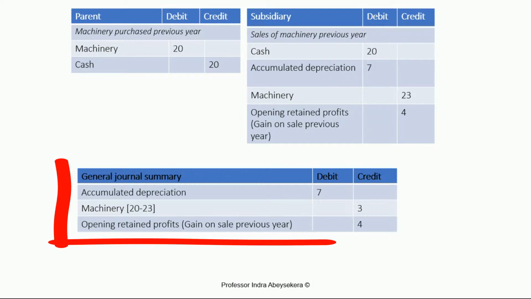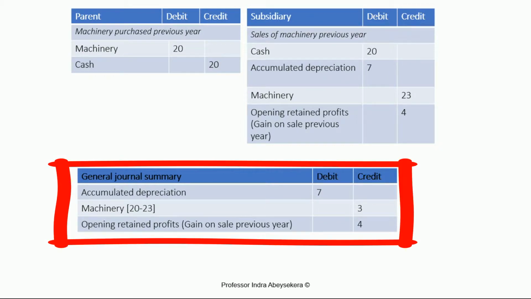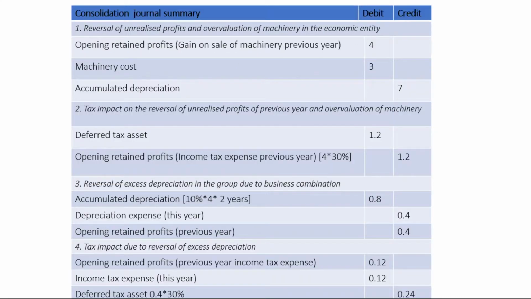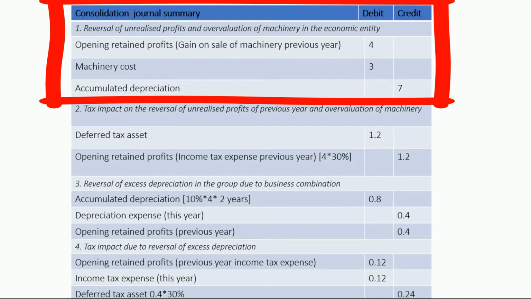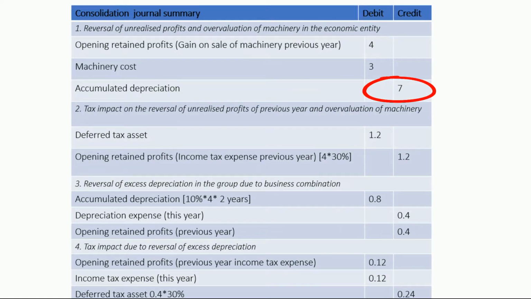We need to reverse this general journal summary in the consolidation, because this arose due to the transaction that took place between the subsidiary and the parent, which becomes an invalid transaction because it's an intra-group transaction. So to eliminate this transaction, our first consolidation journal entry is we debit opening retained profits of 4, debit machinery of 3, and credit accumulated depreciation of 7. The reason we credit accumulated depreciation of 7 is because we are putting back the original value of accumulated depreciation.